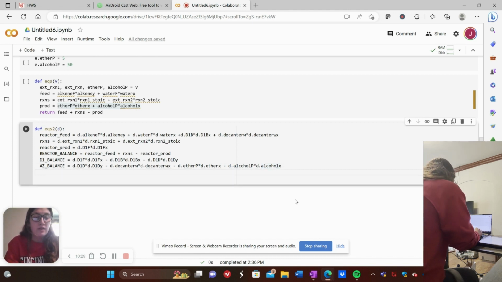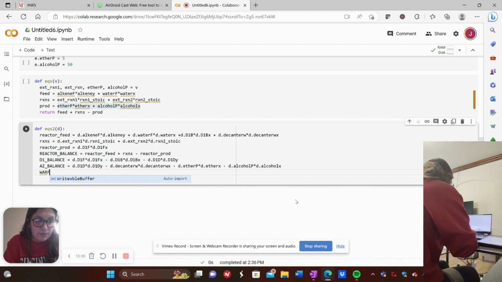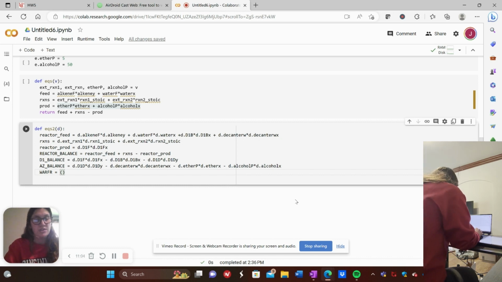So there are two more things that we need to take into consideration before we can return our equation. The first is the water alkene reactor feed ratio. So this is just all the water feeds, so the main one that we have talked about since part B, as well as the decanter water and the D1B water. So this is just the water being recycled. All of that divided by the alkene feed.